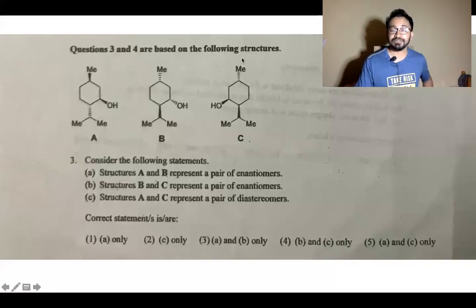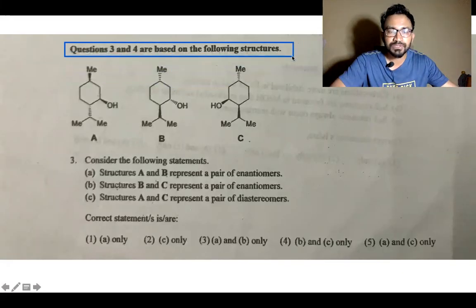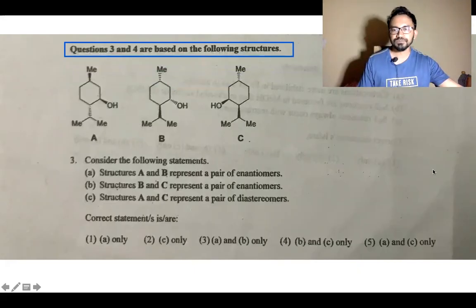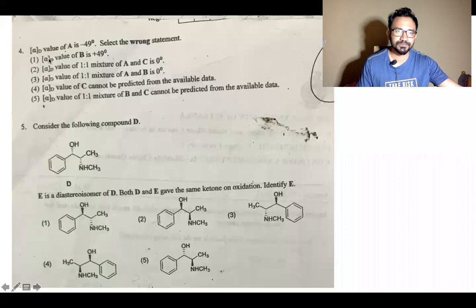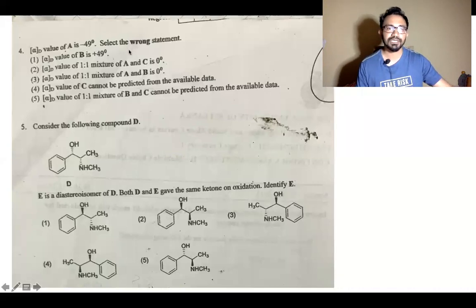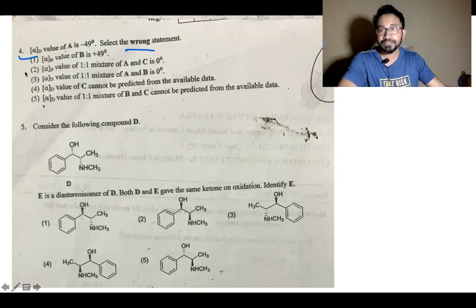Those sorts of questions are also there. You have to be aware of that. And the questions are based on the following structures. So if you cannot identify correctly what are the enantiomers and what are the diastereomers, you will just be lost. So the first one is correct. Then they are asking about the wrong statement. So the first one is correct. There must be 4 correct statements and one will be wrong. We'll see what that is.